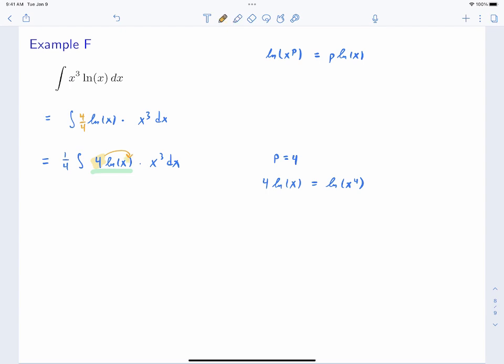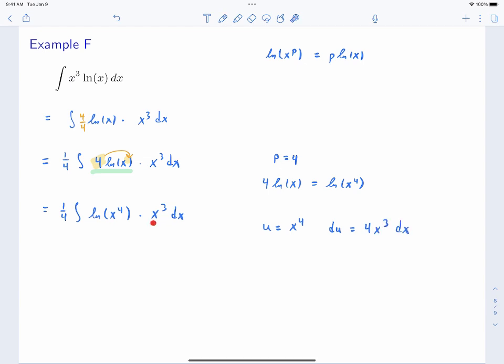So let's actually do that. So we're going to have 1/4 integral ln of x to the fourth times x cubed dx. And now we have exactly what we need. We have an x to the fourth. So I'm going to let u be equal to x to the fourth, and then du is equal to 4x cubed dx.